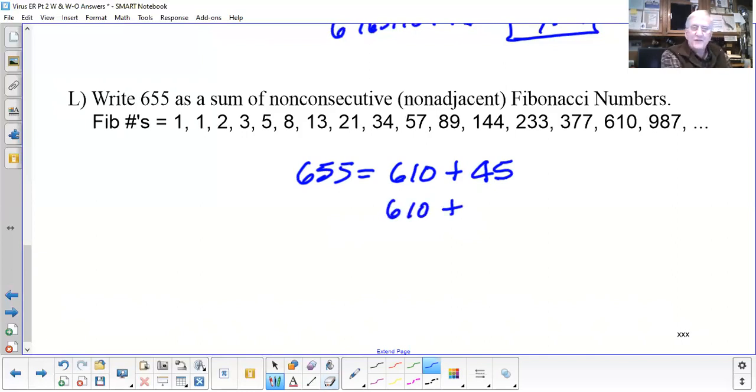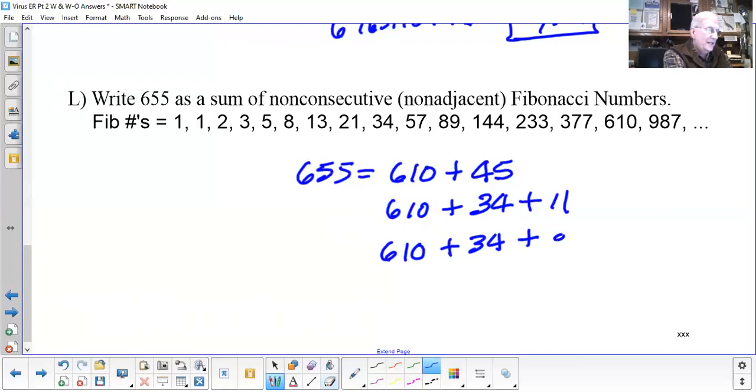What's the closest Fibonacci to 45 that is smaller than it? Well, let's see. That, I believe, would be 34, all right? And 34 increased by 11 gives us 45. Is 11 a Fibonacci number? No, it is not. So I must continue. 610 plus 34. The closest Fibonacci number to 11 that is smaller is 8. And how much did I miss 11 by? By 3. Now wait a minute. 3 is a Fibonacci number. So I am all finished with this problem.